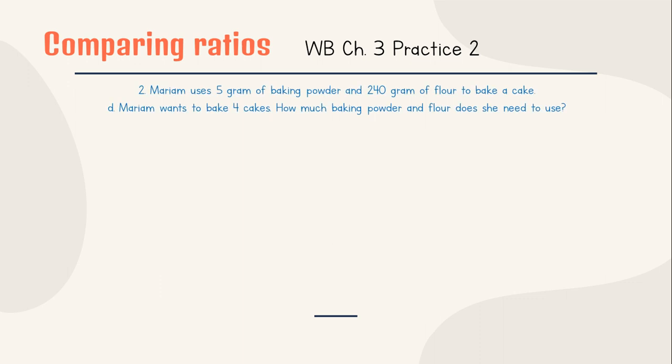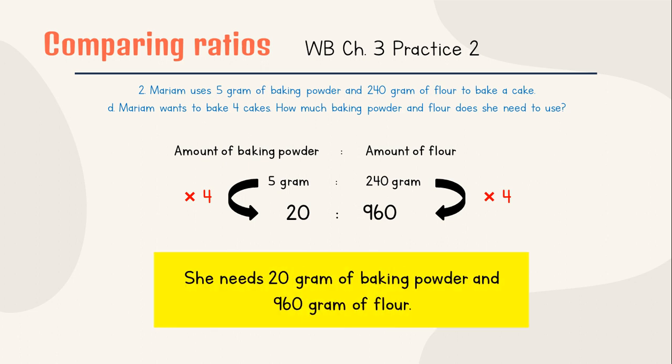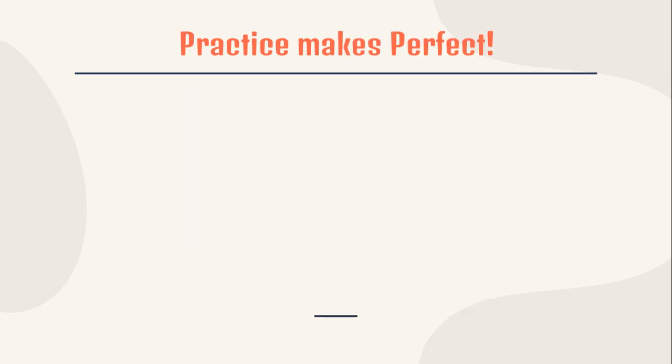Mariam wants to bake 4 cakes. Same like the yogurt. If one cake is 5 grams to 240, for 4 cakes it will be multiplied by 4. 20 multiplied by 4. That's it. So how much baking powder and flour does she need to use? 20 grams of baking powder and 960 grams of flour. It's kind of easy, right?